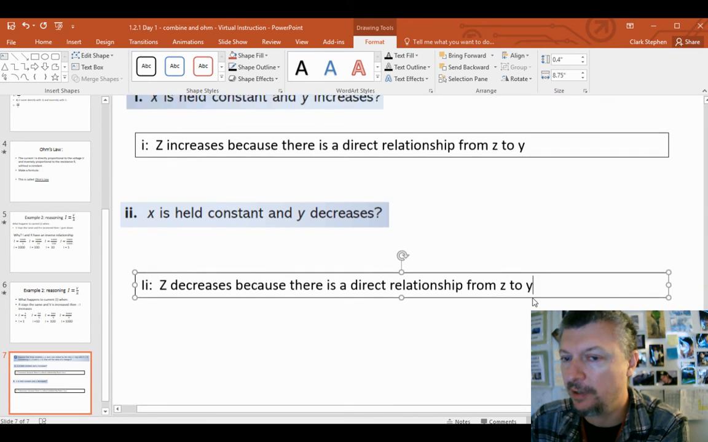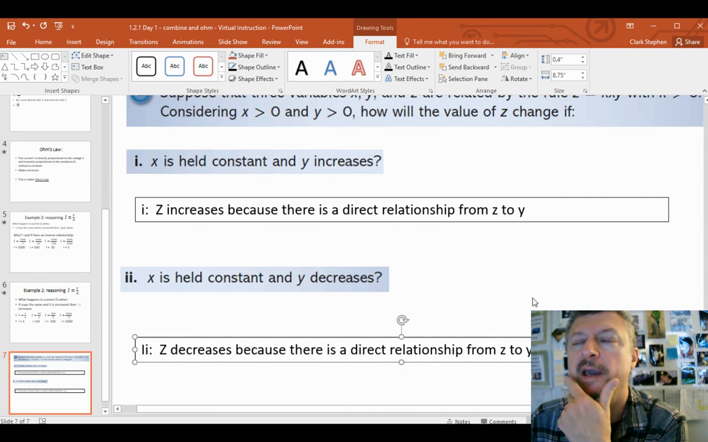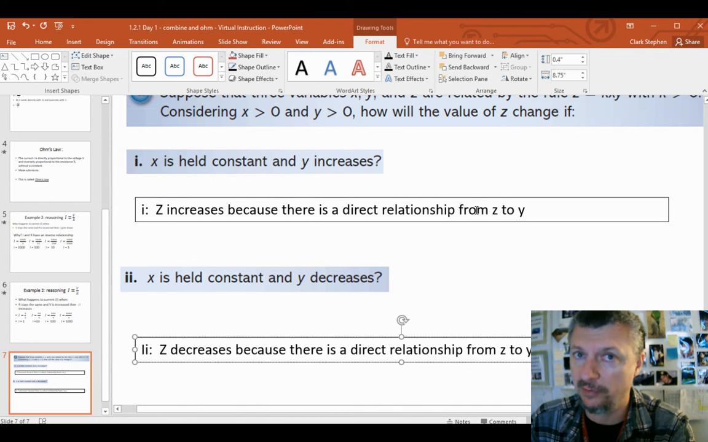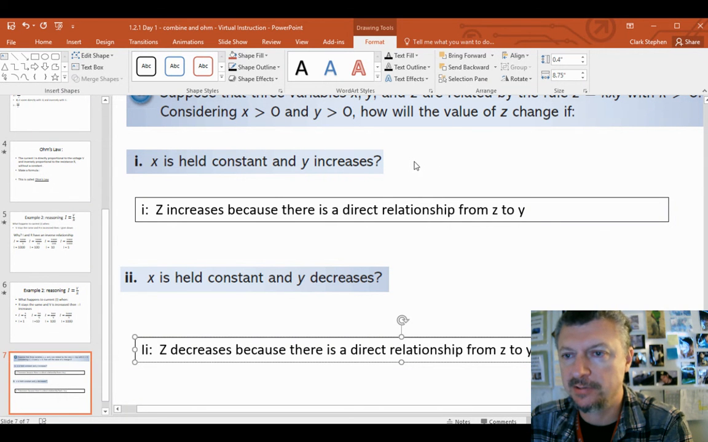And the next part has a fraction. Now, you know when there's a fraction, that means what's below the fraction is going to be inverse. Okay, so that is the lesson.